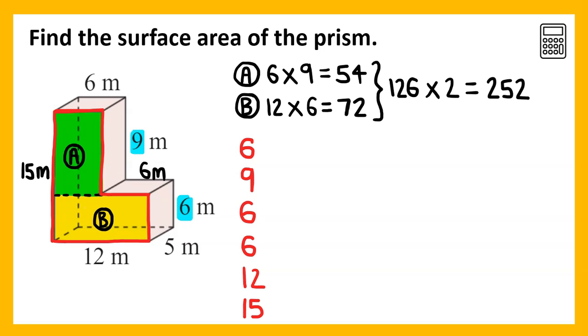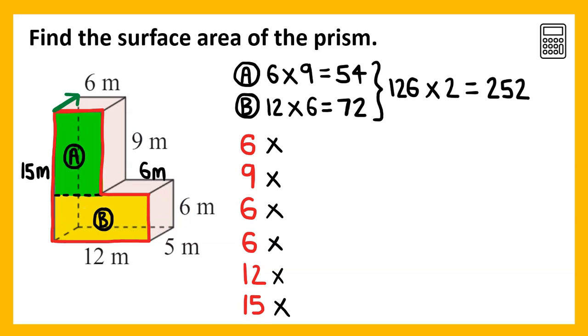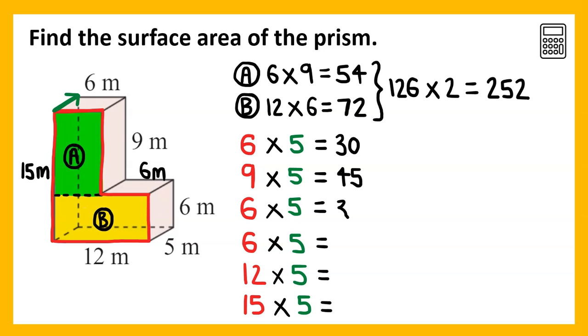All of these rectangles share a common length, and that's the depth of the shape. The depth was given as 5 meters, so multiplying all of these by 5 is 30, 45, 30, 30 again, 60, and lastly 75.